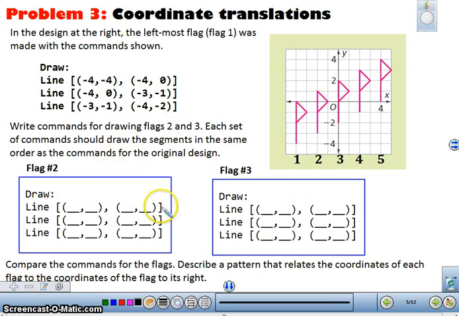We now want to look in your notes at this next one, and this time notice our flag is moving not only to the right, but it's also moving up each time. So to the right and up, to the right and up. Our original one was starting here, -4, -4 to -4, 0. We then went to -3, -1, and our last point was at -4, 2.